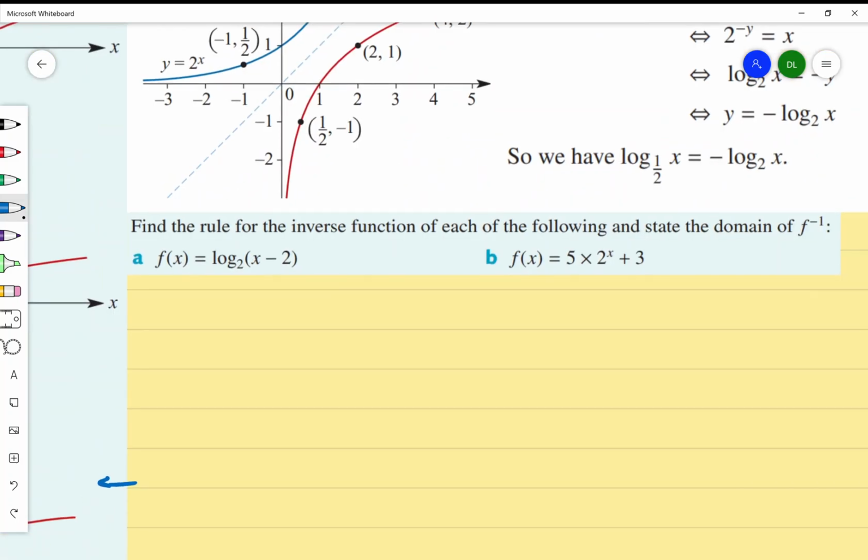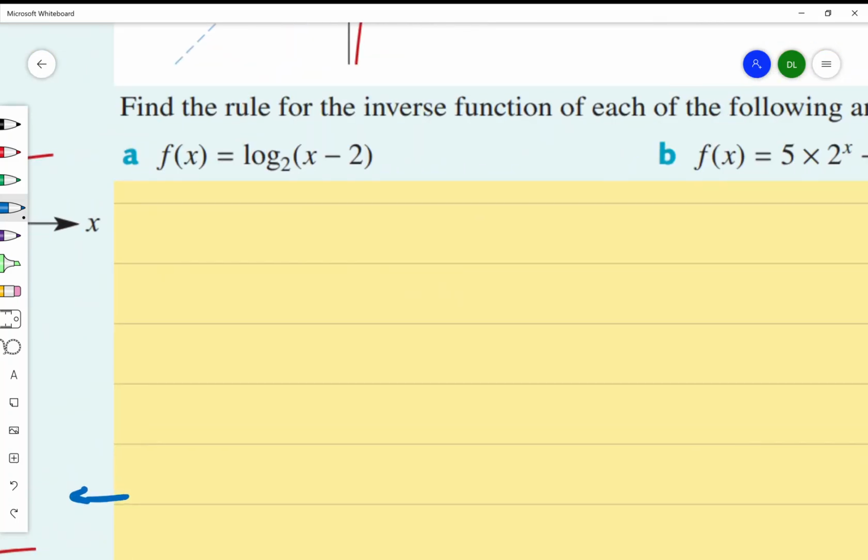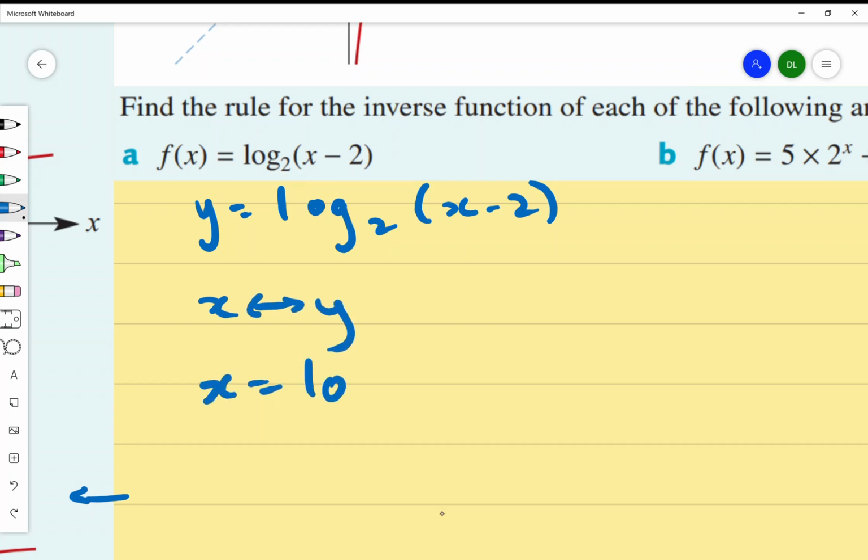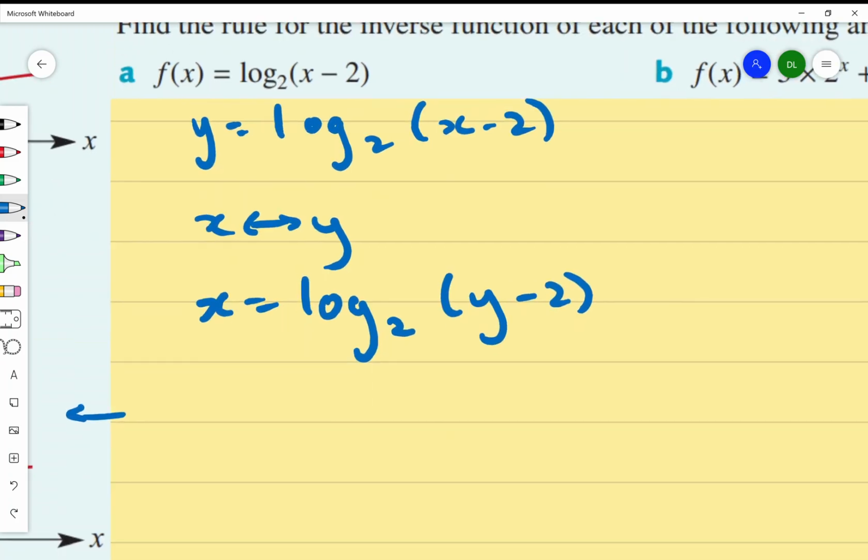So let's look at this over here. f of x equals log base 2 of x minus 2. If I'm trying to find the inverse, I don't know if you guys have seen this before, f negative 1 of x. Have you guys seen that before? That just means inverse. But let's focus on switching the x and y first. So would you agree if I said y equals log base 2 of x minus 2? Same thing? Happy? Awesome. Let's switch the x and y. And I get x equals log base 2 of y minus 2. Are we okay with that?